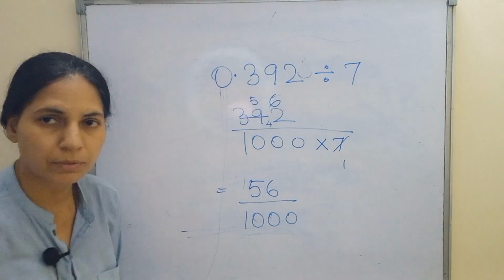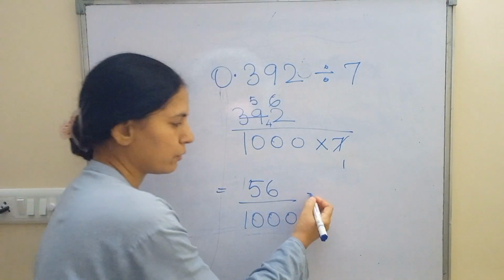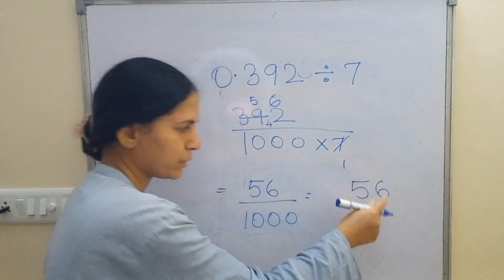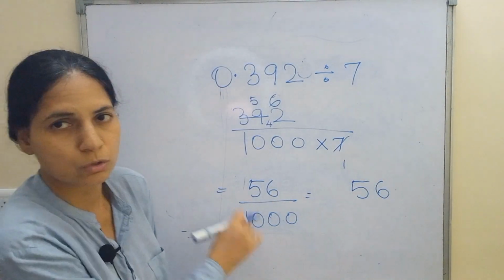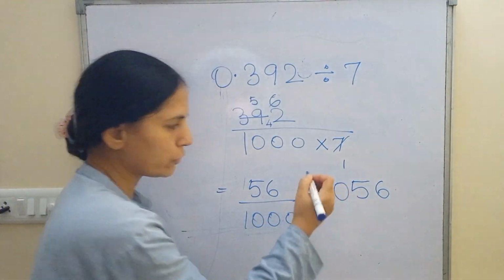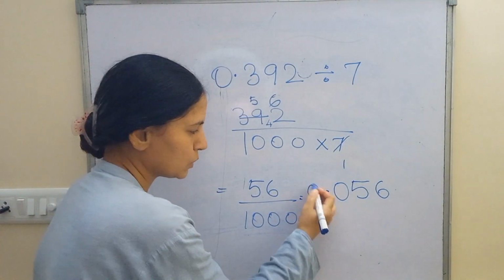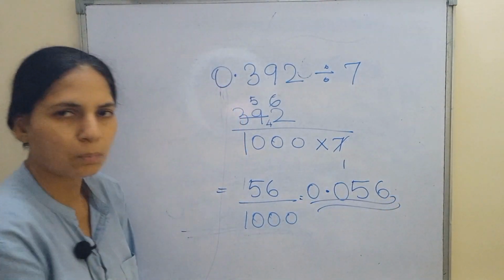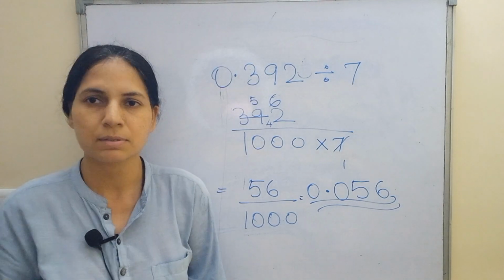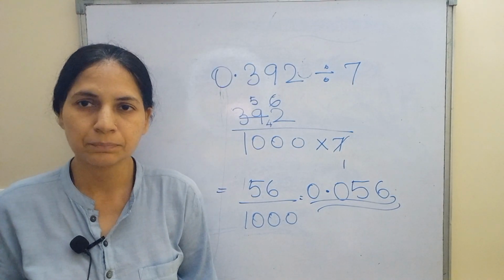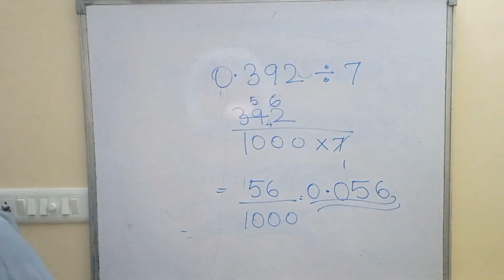Now how will you write this 56 upon 1000? Come on. Write 56. These are two numbers, and 1000 has how many zeros? 3. So we have to put a 0 here to make 3 numbers and put a decimal here. So this becomes 0.056. Is that clear? I'll teach you one more sum.